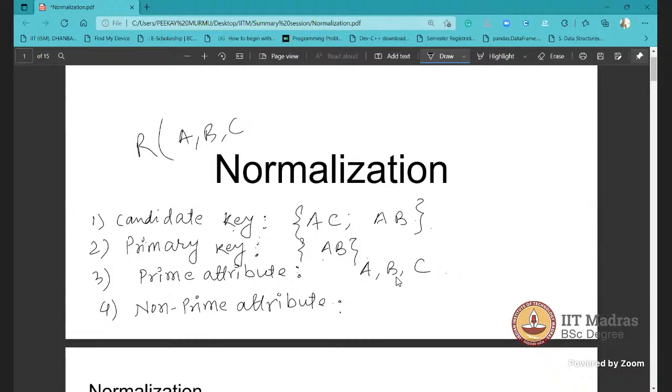In that relation, you can see which is the non-prime attribute: D. D is the non-prime attribute. Yeah, right. Okay. I think everyone gets the idea about this. What is candidate key, the primary key, the prime attribute and the non-prime attribute, right?